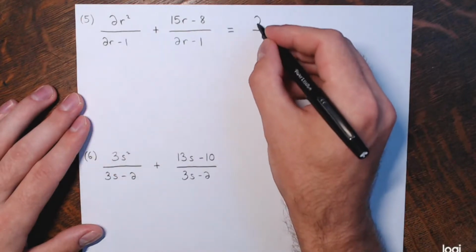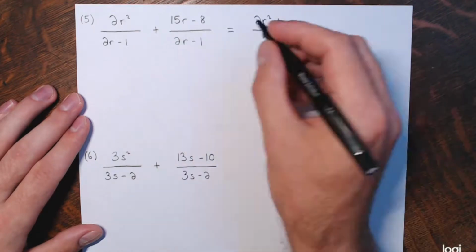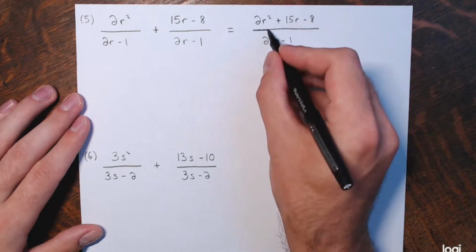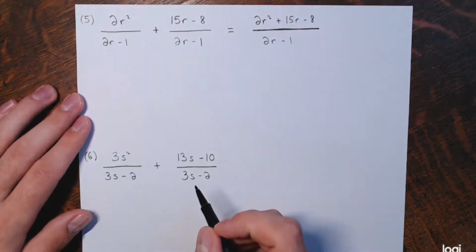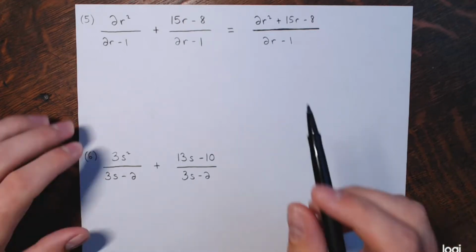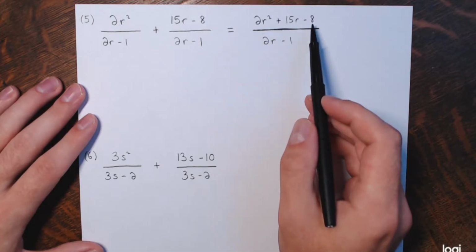We have 2r squared, the first numerator, plus the entire second numerator, 15r minus 8. So that's all in the new numerator. So now I've added. Now we try to simplify. In the previous two examples, once I added, there was no more simplification to do. The numerator and denominator were totally factored already. But here, the numerator can be factored further. And again, I'm assuming you know how to factor quadratic polynomials.